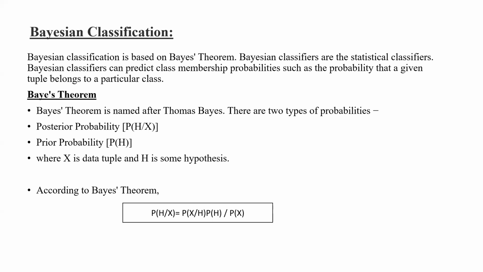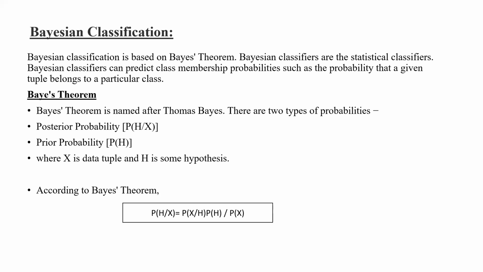Now, initially we have considered X, and we also consider another term called H, which is some hypothesis such that the data tuple X belongs to a specified class C. For classification problems, we want to determine P(H|X), the probability that the hypothesis H holds given the evidence, the observed data tuple X. According to Bayes theorem, the formula is P(H|X) = P(X|H) P(H) / P(X). Now we'll understand what every term means.